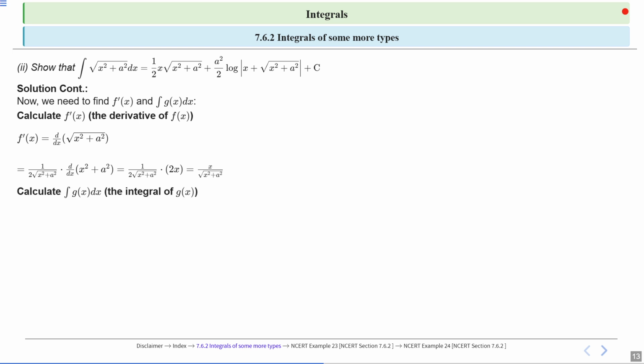Now we calculate the integration of g(x). Okay. So g(x) is a constant function 1, and the integration of 1 dx is x. So now we have the value of the differentiation of f(x) and the integration of g(x). So just substitute these into the integration by parts formula.